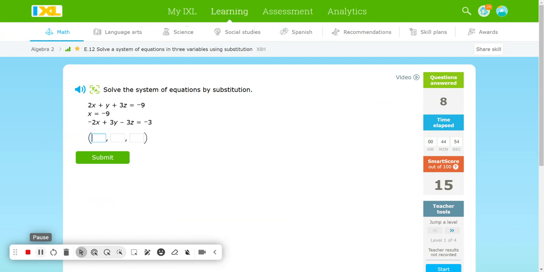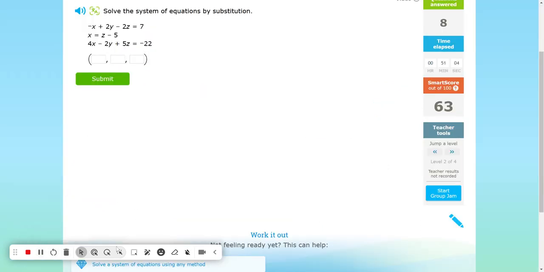Here we go. I name my 3 equations 1, 2, and 3. You can see over here on equation number 2, they already isolate the x for you. You see that? So I'm going to substitute into the other 2 equations. I substitute equation number 2 into the 2 equations. Okay, so take a look.